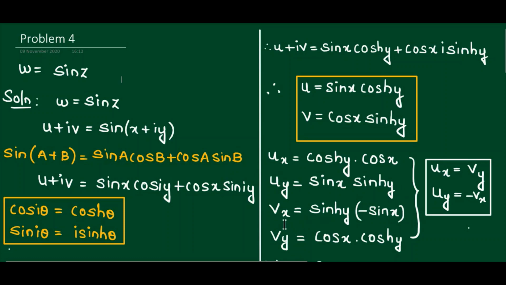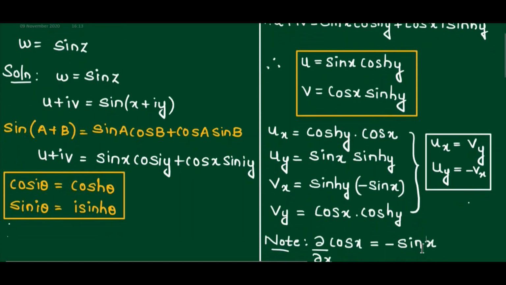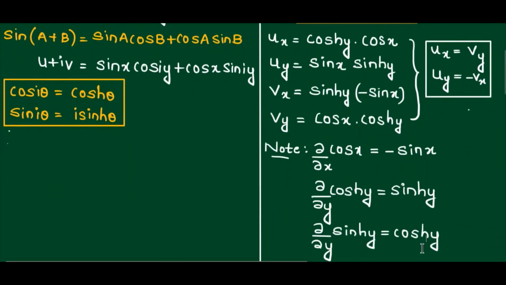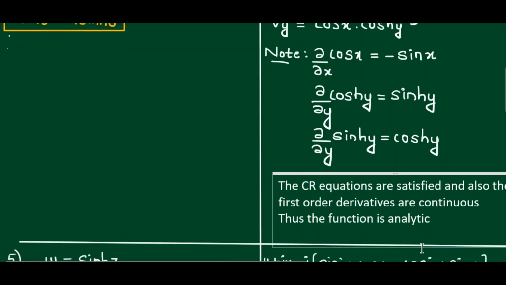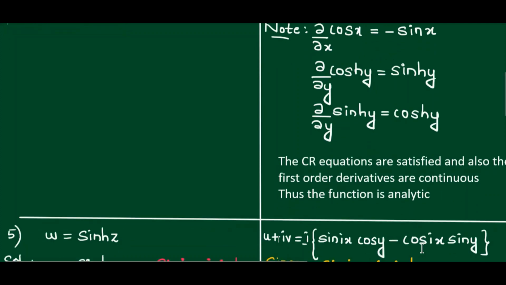And similarly, find vx. Sinh y is constant, and the derivative of cos x is a trigonometric function, so the derivative is minus sin x. Vy, so differentiate v with respect to y. Cos x is constant, so the derivative of sinh y is cosh y. I have written the derivatives so that you will not get confused. Thus we can conclude the CR equations are satisfied, and the first order derivatives are all continuous because the hyperbolic functions are continuous and trigonometric functions sin and cos are continuous.